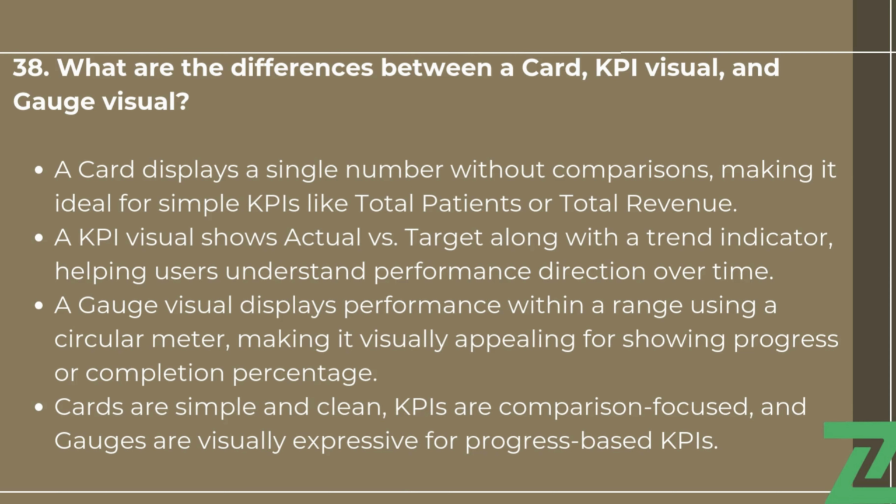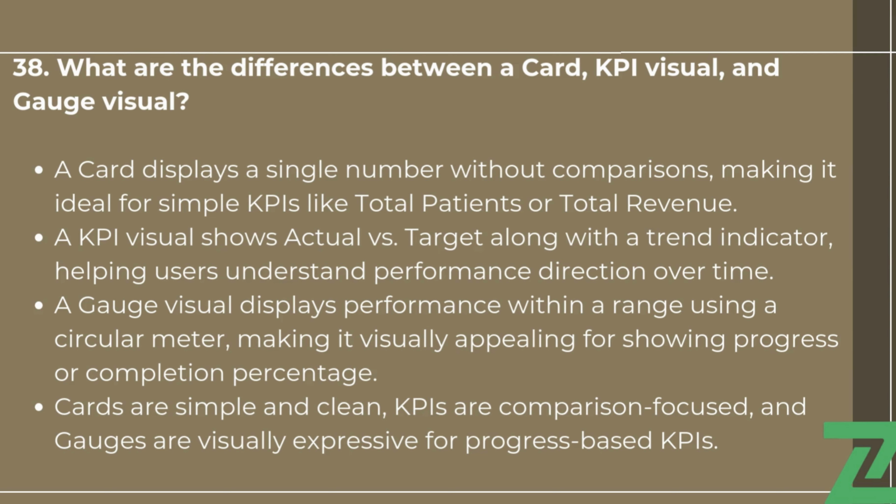38th question. What are the differences between a card, KPI visual, and gauge visual? A card displays a single number without comparisons, making it ideal for simple KPIs like total patients or total revenue. A KPI visual shows actual versus target along with a trend indicator, helping users understand performance direction over time.